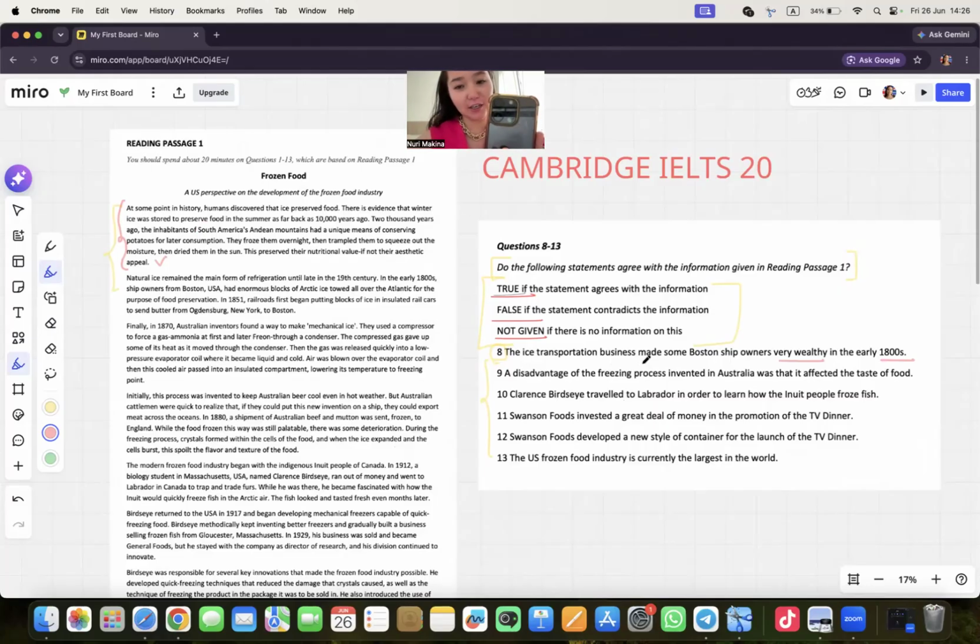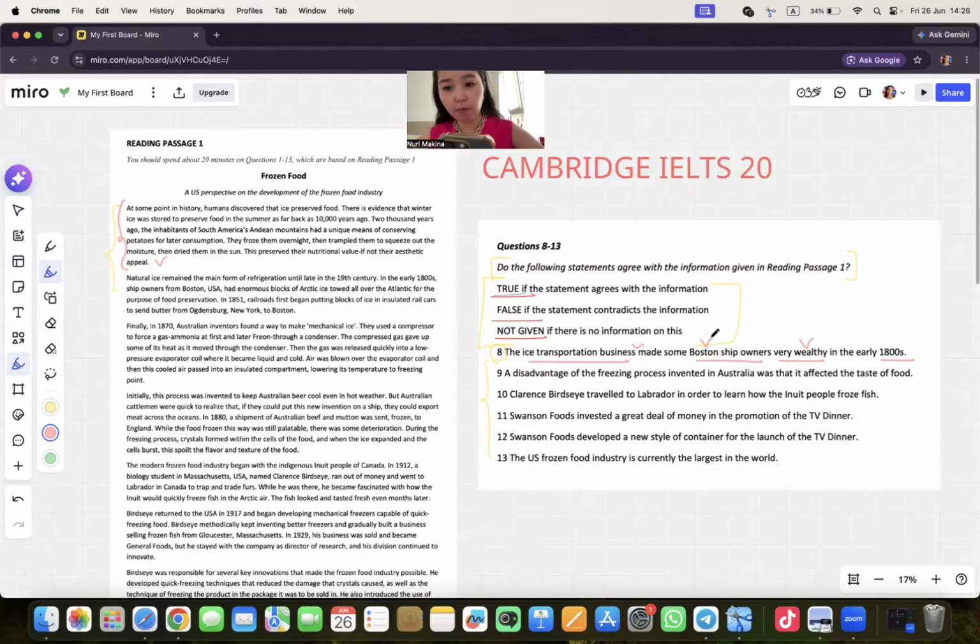I'm sorry for my intonation. I should have stopped after business. I should have taken a pause. Okay, so here, the ice transportation business, which is our next keyword, and some Boston ship owners, very wealthy. Remember to highlight specific adjectives, okay? Adjectives, actions, people's names, and here we have a place.